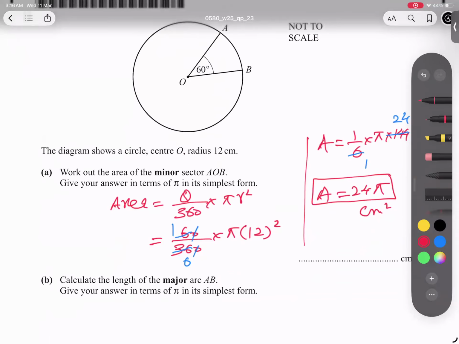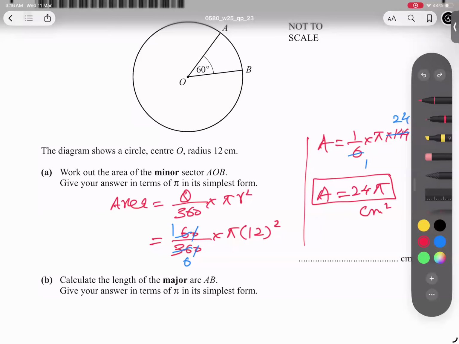Next part is asking to calculate the length of the major arc. Again, this smaller part is called the minor arc, and the other one is called the major arc. So what is the technique? We can do it two ways. One way: circumference of the full circle, subtract this part. I think we can do another way also.